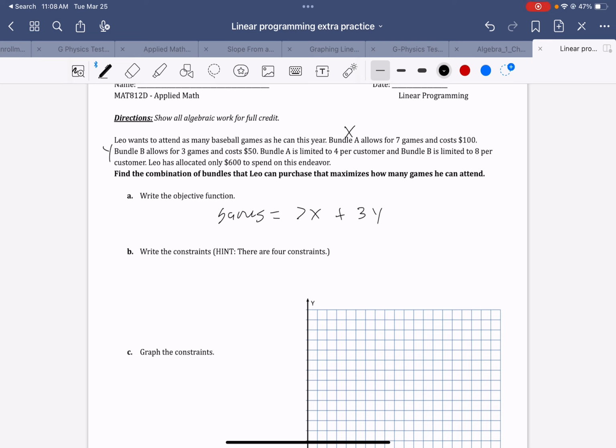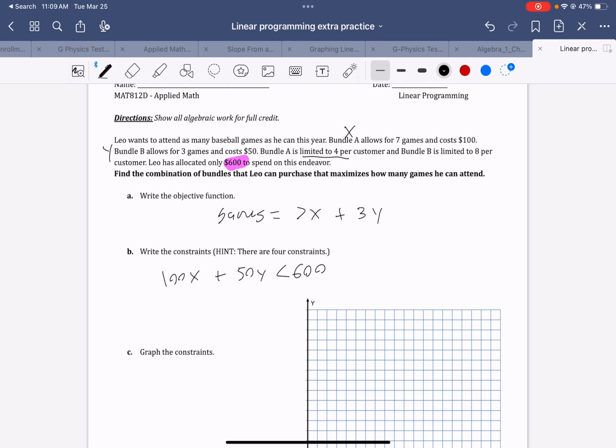In this case, cost is a constraint. The reason why cost is a constraint is because Leo has a fixed amount that he's allowed to spend, which is $600. So that means the total amount that he spends, aka 100x plus 50y, has to be less than 600. Because the amount he spends on bundle A is going to be 100 times x, and the amount he spends on bundle B is going to be 50 times y, and that has to be less than 600. And then there are 2 other constraints.